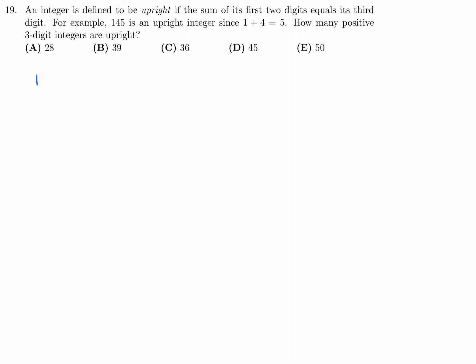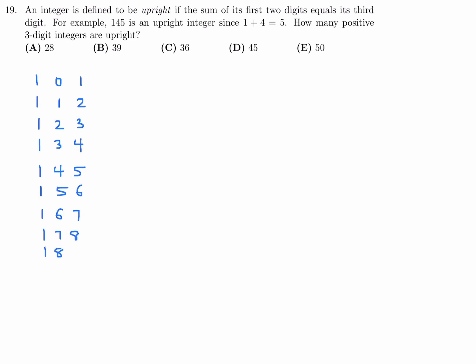Let's say the first digit is a 1. Second digit, let's say, is 0. Then the third digit must be 1, right? Because 1 plus 0 is 1. And very similarly, if it's a 1 and 1, that's going to be 2. 1 and 2, it's going to be 3. 1 and 3, it's going to be 4, and so on, right? So when the first digit is 1, we can figure out the number of cases pretty quickly.